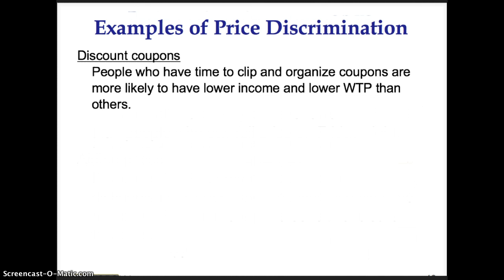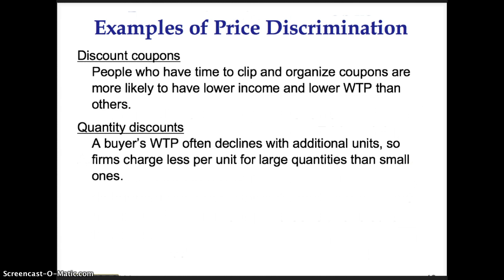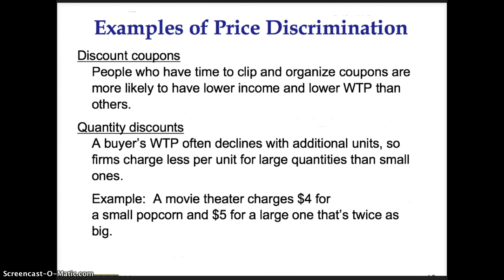Discount coupons. People who have the time to clip and organize coupons are more likely to have a lower income and lower willingness to pay than others. Quantity discounts. A buyer's willingness to pay often declines with additional units, so firms charge less per unit for large quantities than small ones. For example, a movie theater charges $4 for a small popcorn and $5 for one that is twice as big.